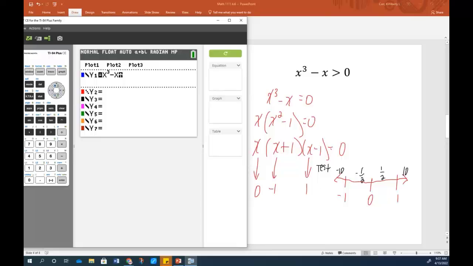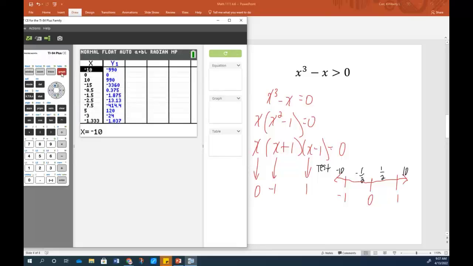And then we're going to go to our table. -10 is already in there. And then I needed -1/2. Now you could put the decimal, or you can just hit the division. So -1/2, 1/2, and +10. So again, what I see is that it went negative, positive, negative, positive.